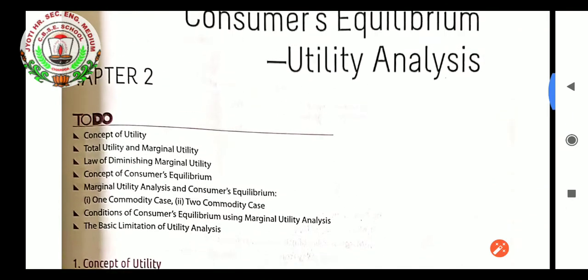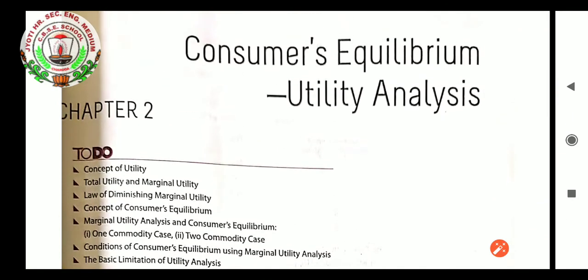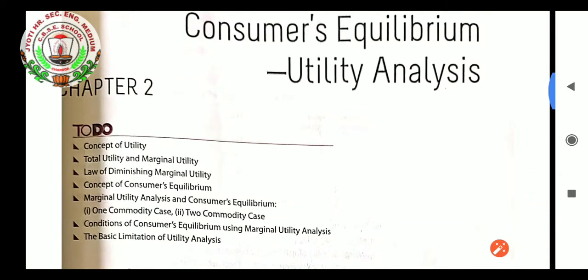Here the chapter name is consumer equilibrium. First of all, what is consumer equilibrium? Equilibrium is a situation where the demand and supply of goods must be equal, and you know definitely it won't be so in every situation, as demand never matches with supply, and supply also never matches with the demand. At any time, one will be more and the other will be less.